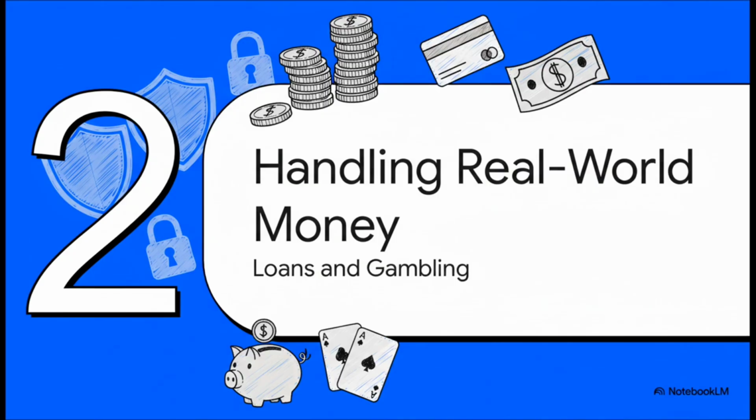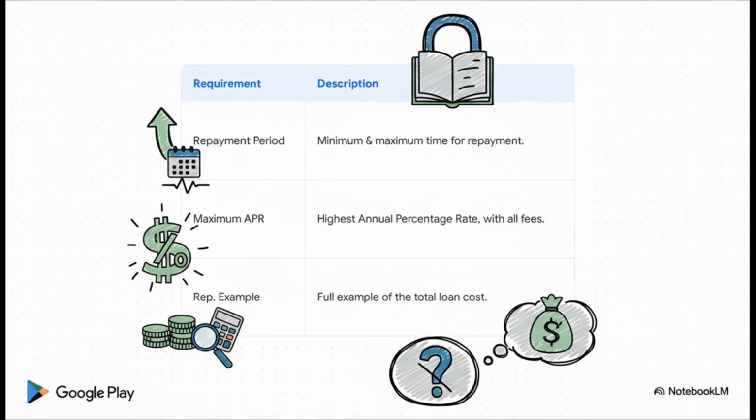This is an area where, as you can probably guess, Google is extremely strict. All these policies are designed to protect users from sketchy or harmful financial practices. So if you're building an app that offers personal loans, transparency is the name of the game. You have to clearly state the repayment window, the maximum annual percentage rate, and that includes all the interest and fees, and you have to give a clear, real-world example of what a loan will actually cost someone. No hidden fees, no fine print surprises.